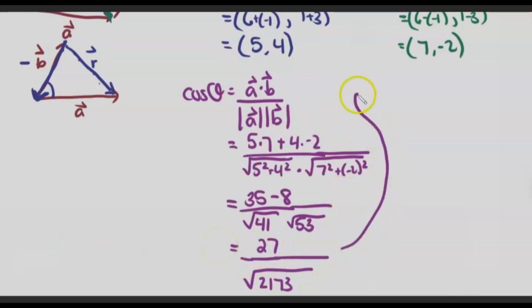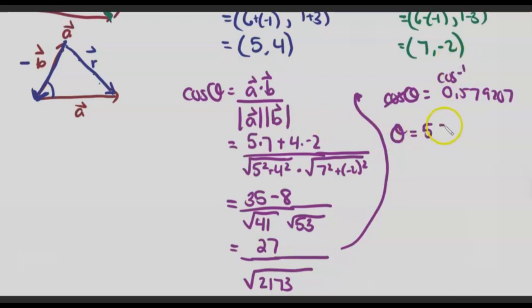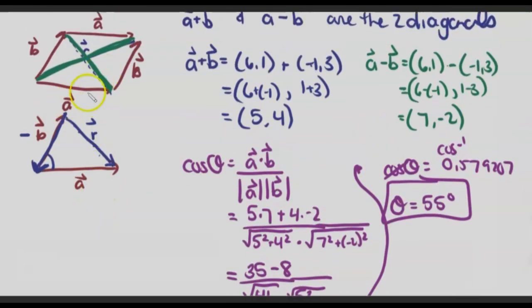Okay, so let's bring this up here. Now we have cos theta equals 27 divided by root 2173, and I get 0.579207, and so on. We want to solve for theta, so we take cos inverse of both sides, and we get 55 degrees. So the angle between these two diagonals is 55 degrees.